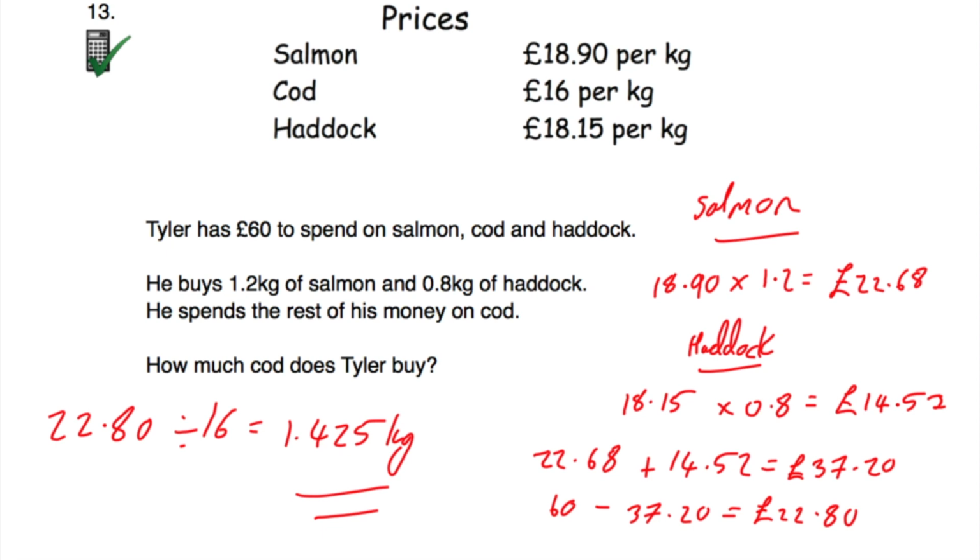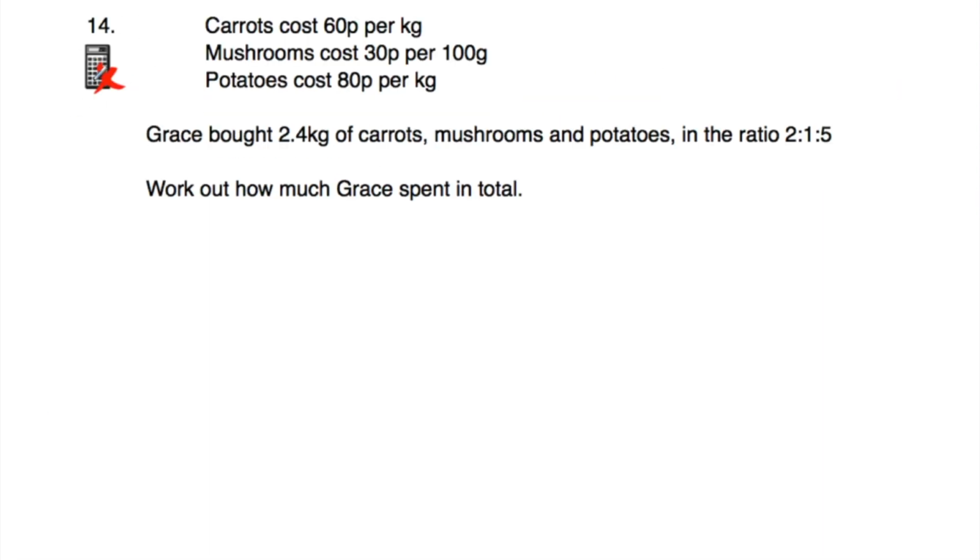Okay, let's have a look at question number 14. And it's a non-calculator question, so I'm going to put down my calculator. And we're told that carrots cost 60p per kilogram, mushrooms cost 30p per 100 grams, and potatoes cost 80p per kilogram. And Grace bought 2.4 kilograms of carrots, mushrooms, and potatoes in the ratio of 2 to 1 to 5. Work out how much Grace spent in total.